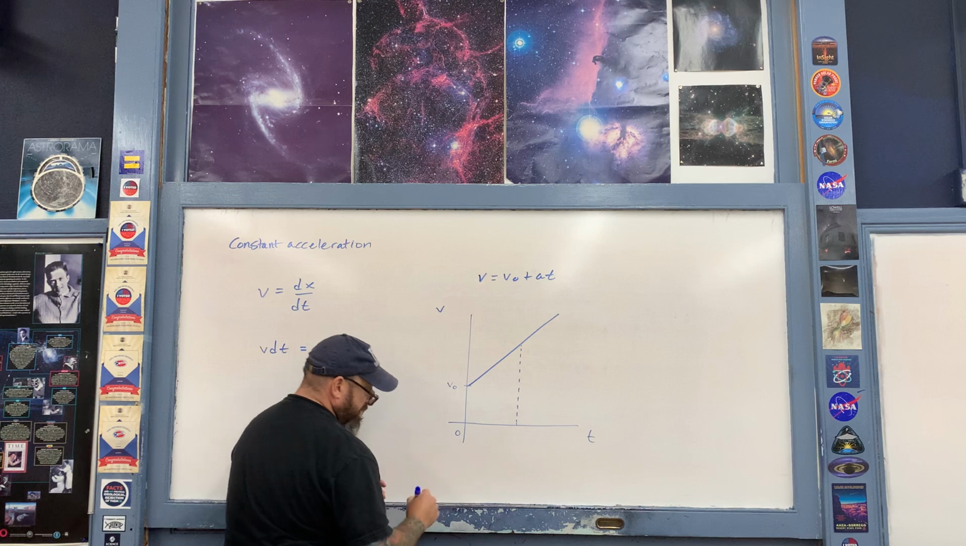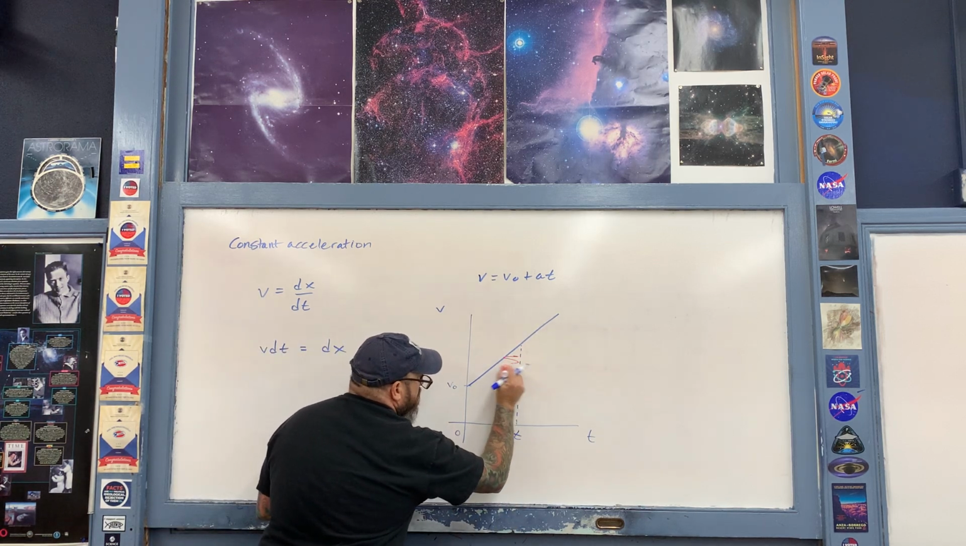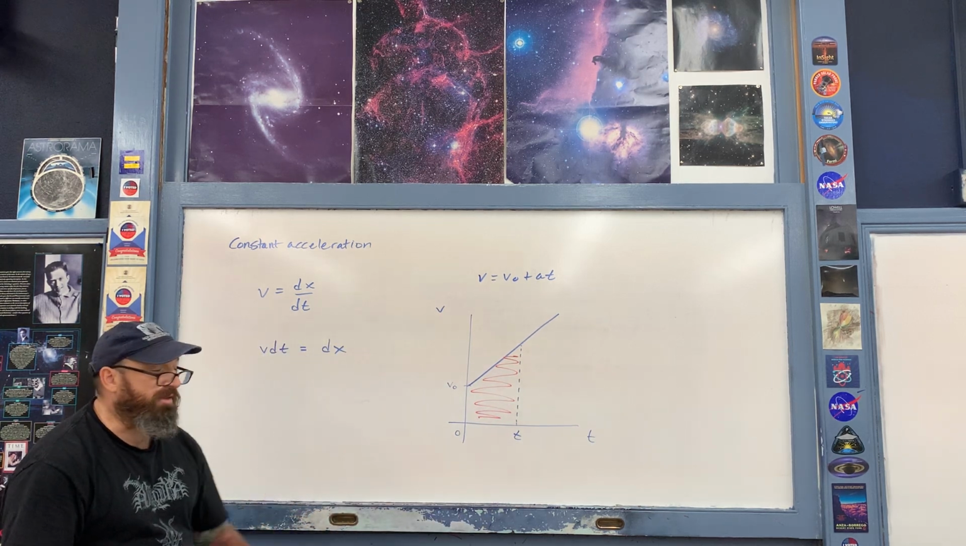So now let's go from time 0 to time t. And when we integrate this quantity, we're then going to be finding this area here underneath the curve. Here's then how that's done.